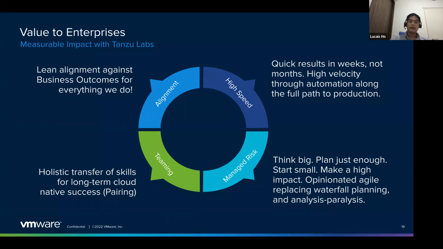Third, our feedback loop allows us to properly manage risk by validating assumptions in manageable sizes, allowing us to discover whether to pivot or persevere immediately. And finally, our team philosophy of pairing ensures transparency and a proactive approach to learning, ensuring that your enterprise will succeed well after we disengage.